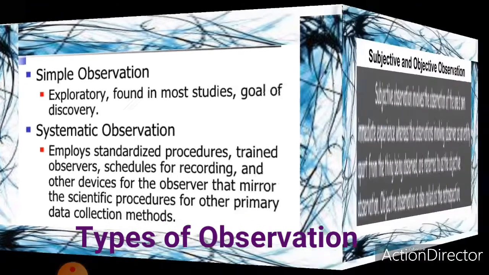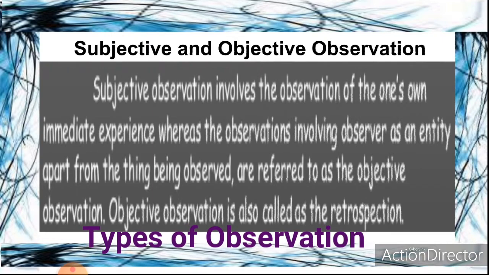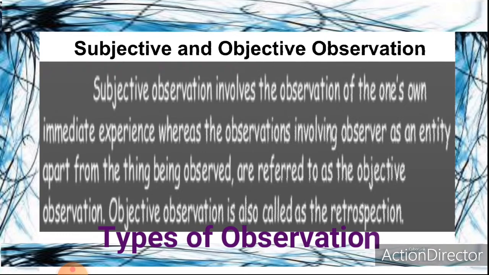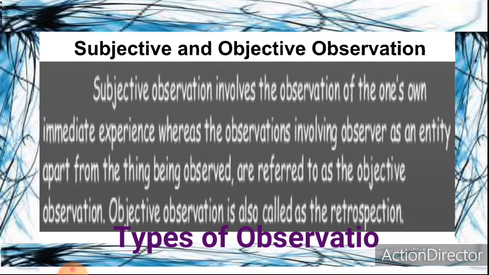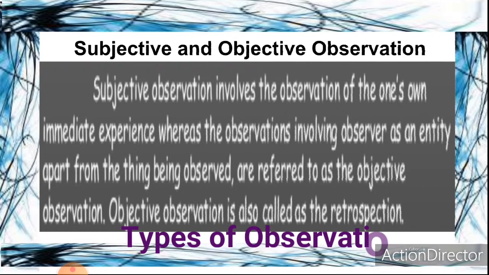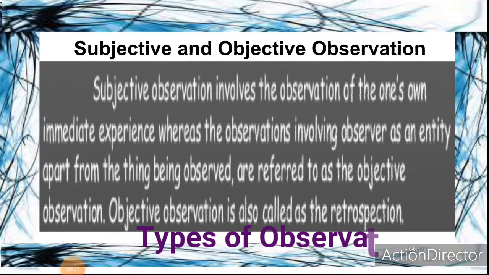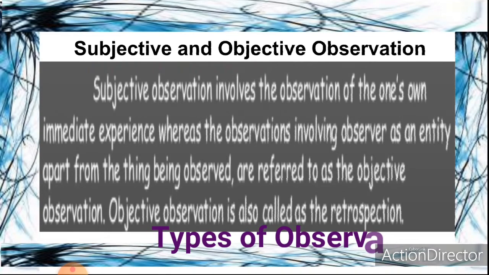Now next is subjective and objective observation. If one observes one's own immediate experience, it is known as subjective observation. Here the researcher observes his own experience. When a person observes things in investigation which are not related to him, it is called objective observation, which means in objective observation a researcher does not observe his experience but observes other aspects. It is also known as retrospection.